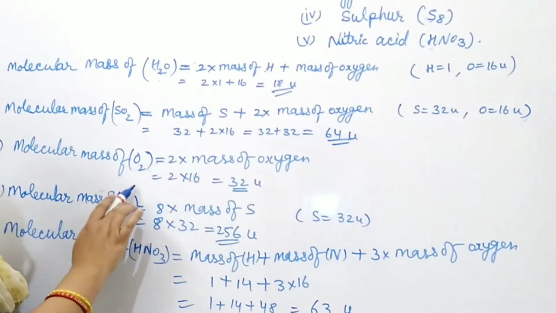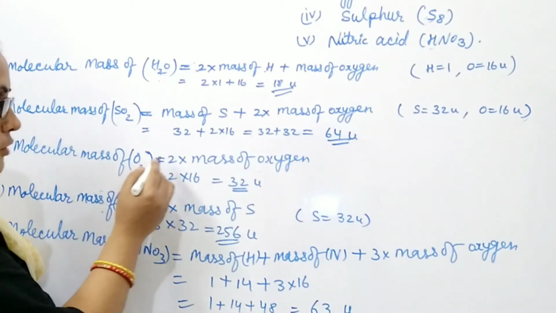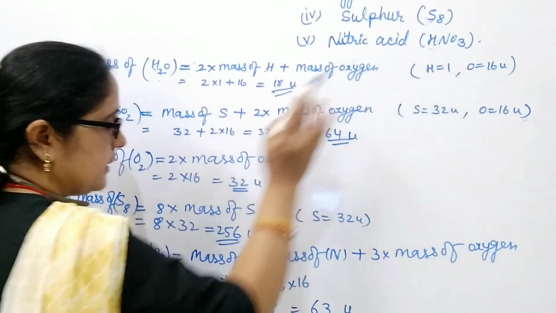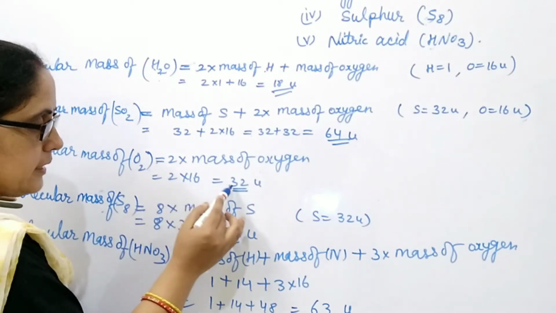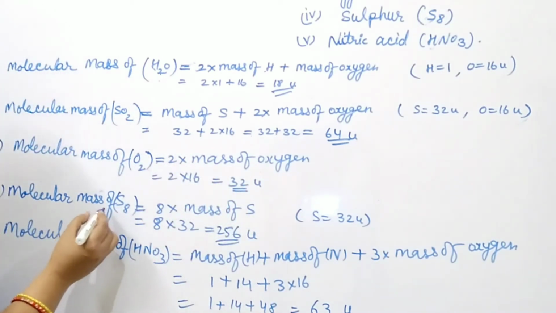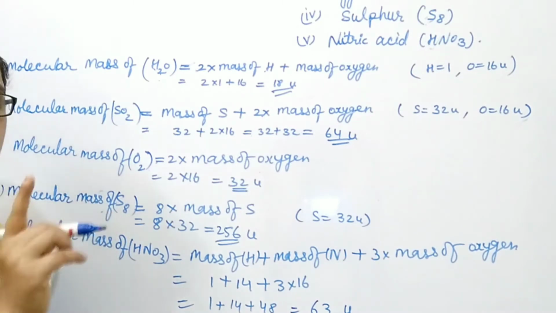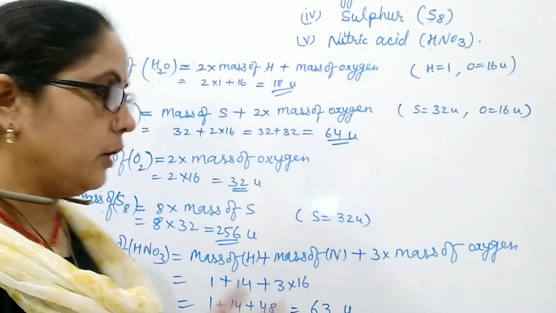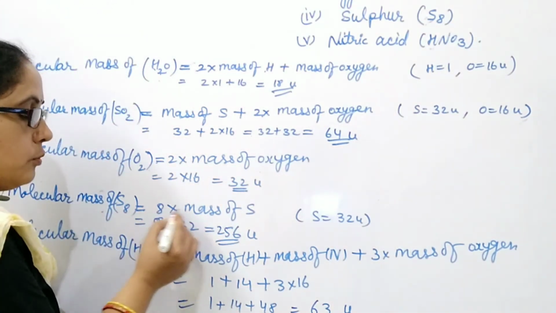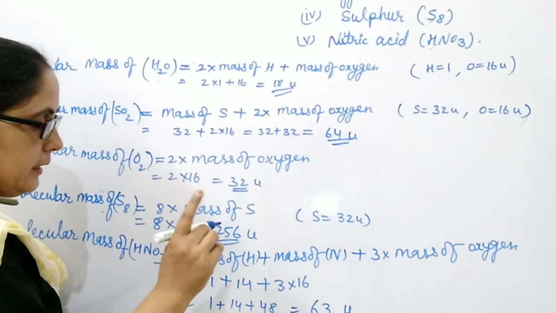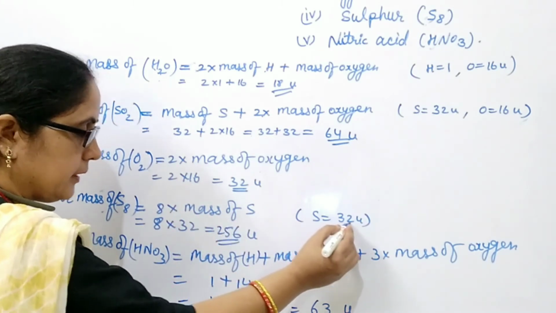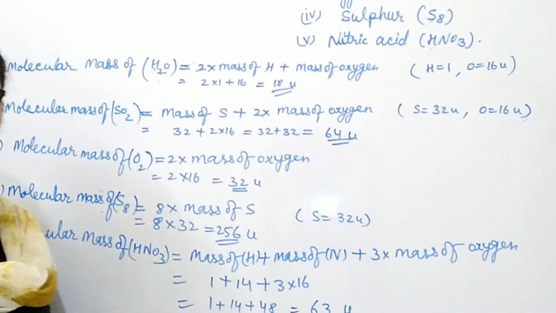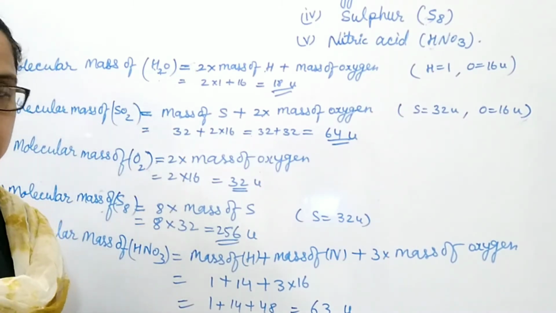Similarly, the mass of one molecule of oxygen. One molecule of oxygen contains 2 oxygen atoms. So it is 2 times the mass of one oxygen atom, and the mass of one oxygen atom is 16. So it is 2 times 16, 32 units. Similarly, for sulfur, one molecule of sulfur contains 8 atoms of sulfur. So its molecular mass is equal to 8 times the mass of one sulfur atom, and the mass of one sulfur atom is 32. So 32 times 8, we get 256 units. That is the molecular mass of one molecule of sulfur.